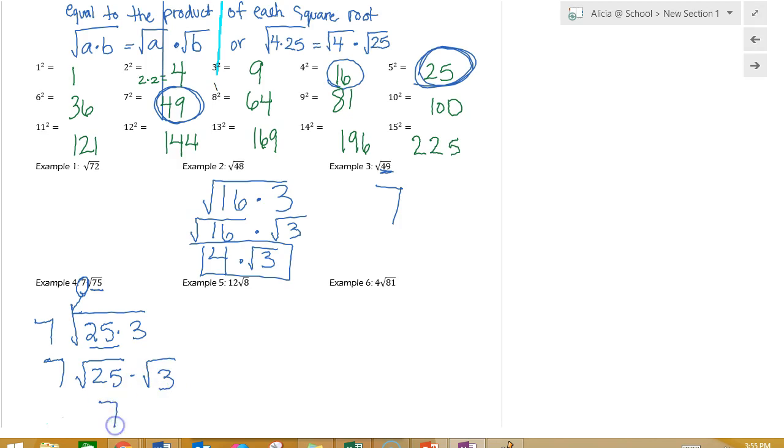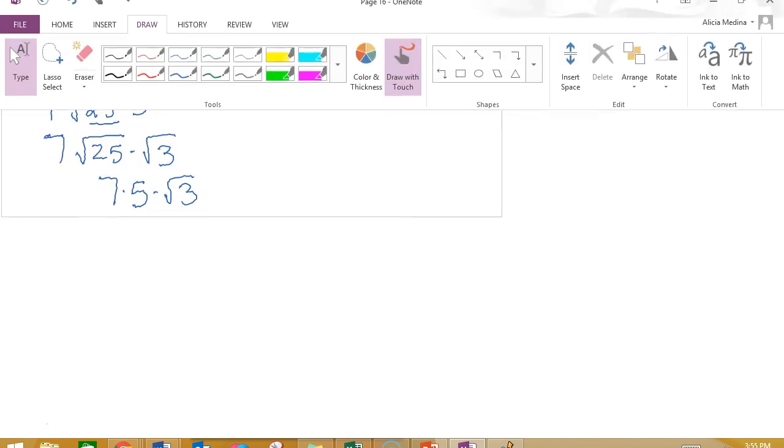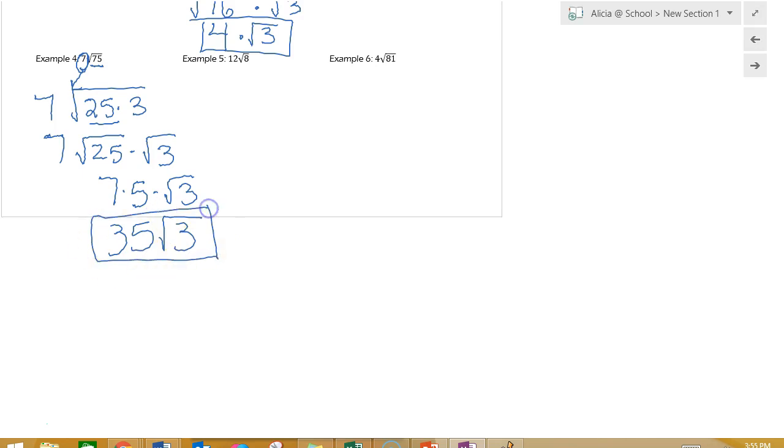So now I have 7 times 5. Again, because the square root of 25 is 5. Can't forget my radical of a 3. And now I just need to simplify. So I have those two coefficients up there, so I'm going to go ahead and multiply those together. So 7 times 5 is 35. Don't forget my square root of 3, and that is my final answer.